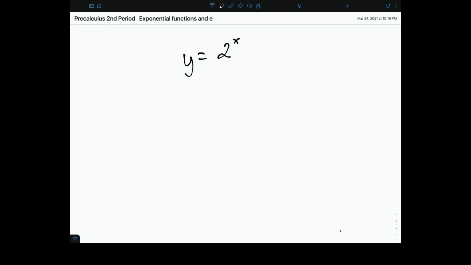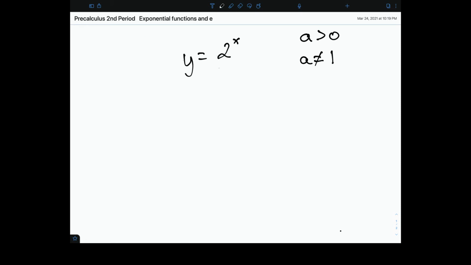All right, pre-cal. Today we're going to be talking about exponential functions and the number e. Okay, so last time we were talking about exponential functions, and we saw a lot of y equals 3 to the x. I'm actually going to start off with y equals 2 to the x because I think it's a little more intuitive. So y equals 2 to the x is an exponential function for two reasons. One, a is greater than 0, and two, a does not equal 1, right?